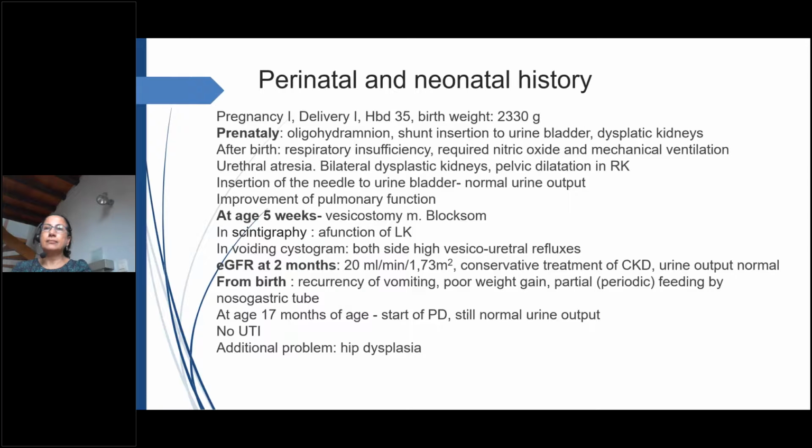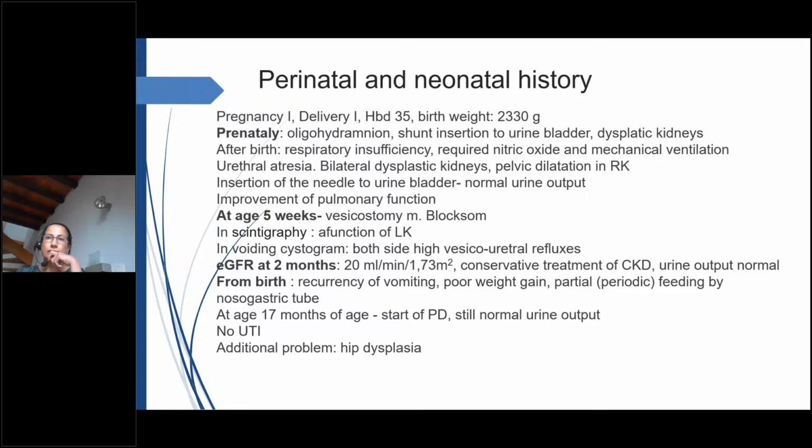At the age of 2 months, his eGFR was approximately 20 milliliters per minute, and he required conservative treatment of chronic renal failure, but his urine output was normal. And he had vesicostomy, but I have to admit that he had urinary tract infection only once in his life. What was the problem from the birth?